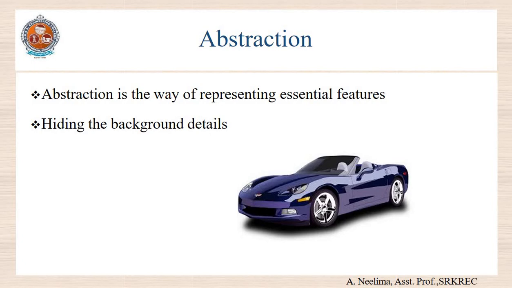So let us consider a real-life example of a man driving a car. The man only knows that pressing the accelerator will increase the speed of the car or applying the brake will stop the car, but he doesn't know how, on pressing the accelerator, the speed is actually increased. He does not know about the inner mechanism of the car or the implementation of the accelerator, brakes, etc. So this is what an abstraction is, which shows the essential features by hiding the background details.